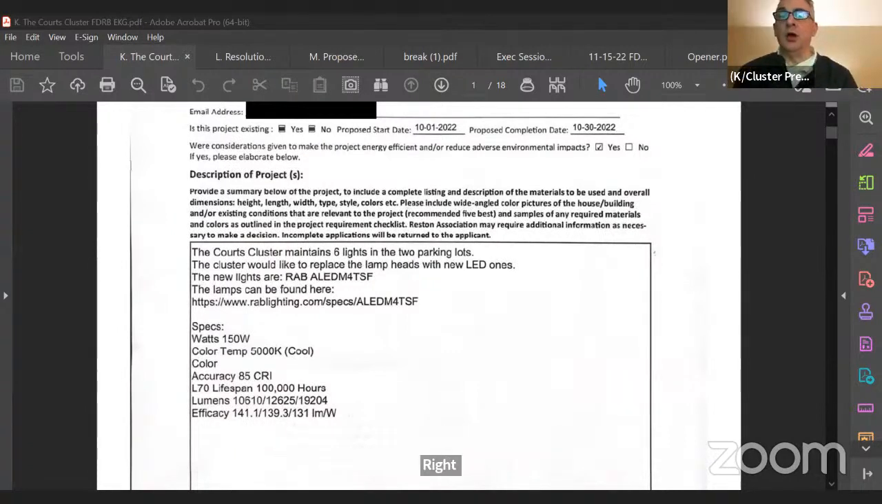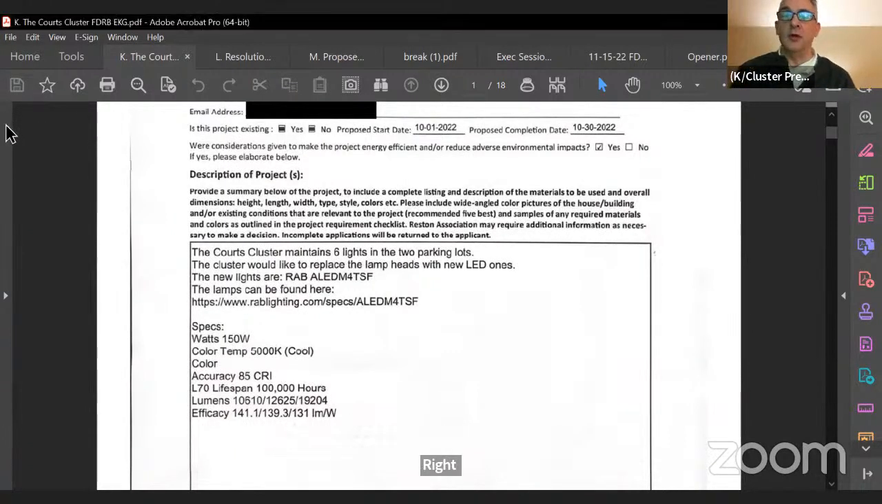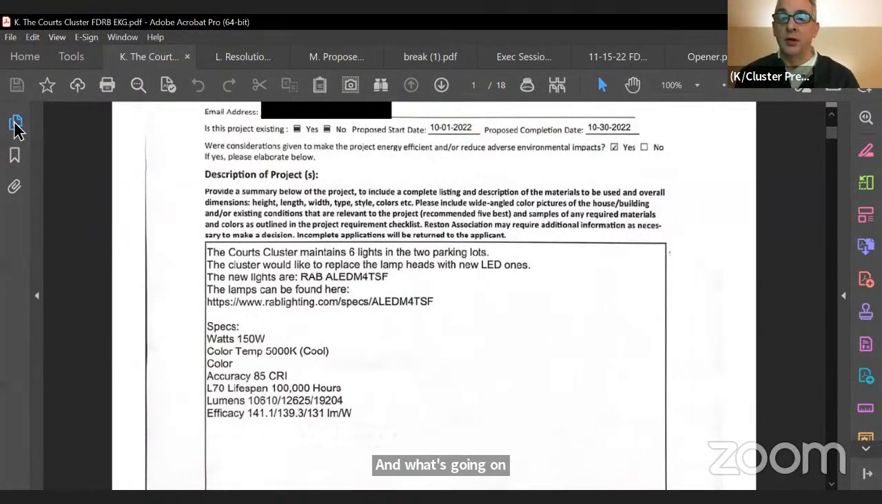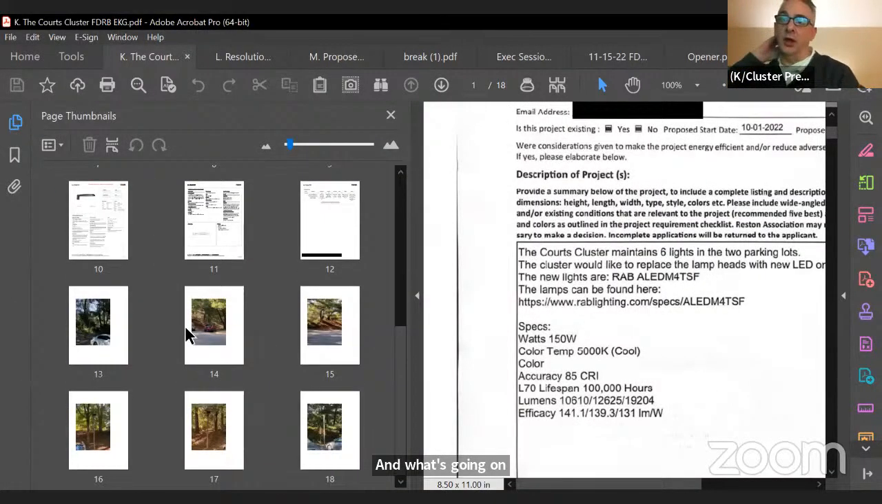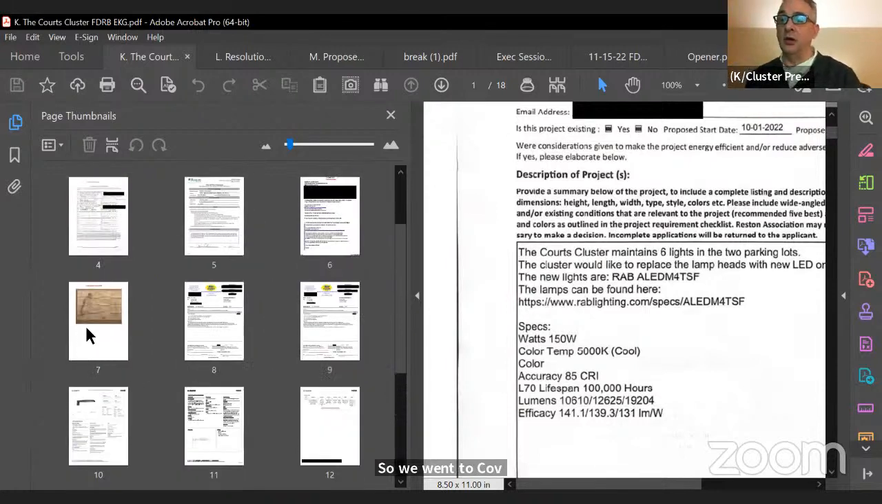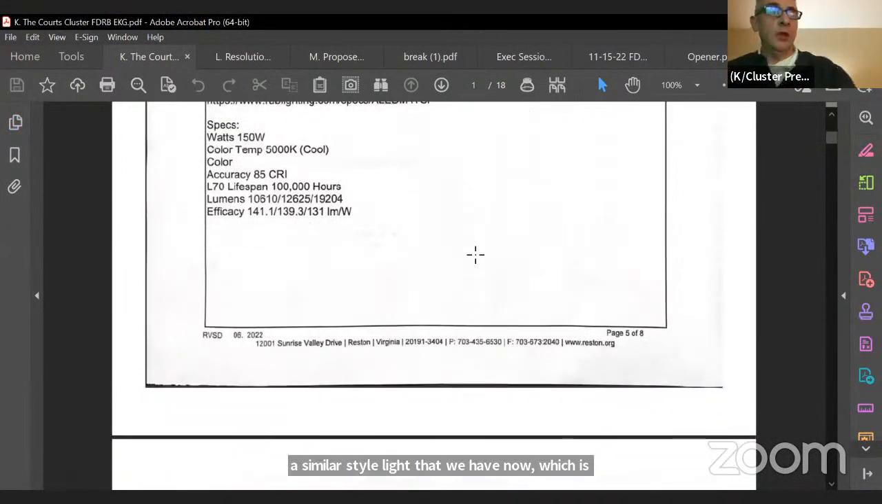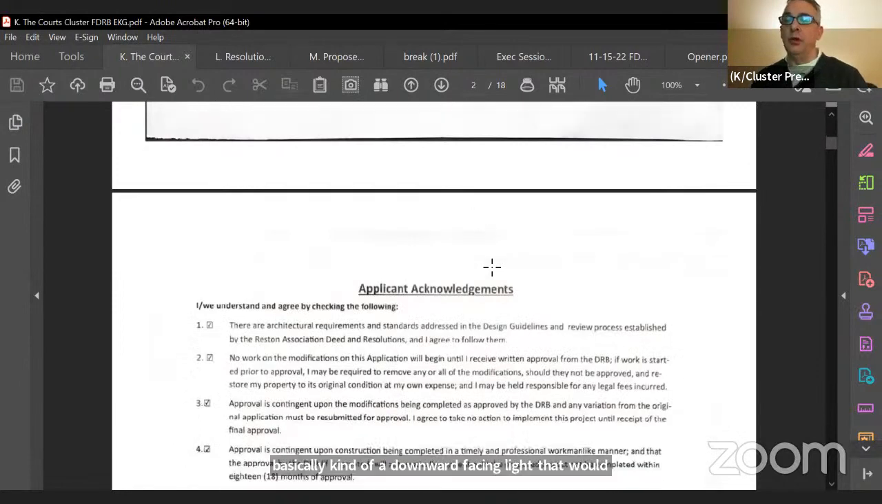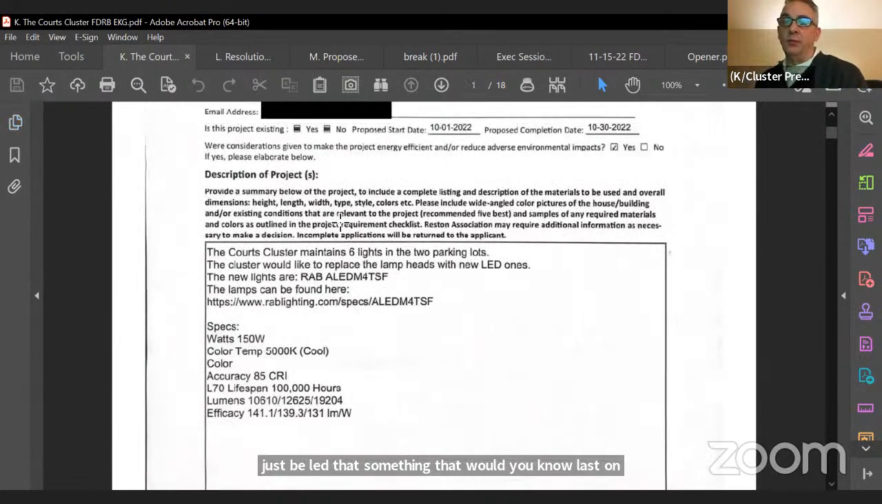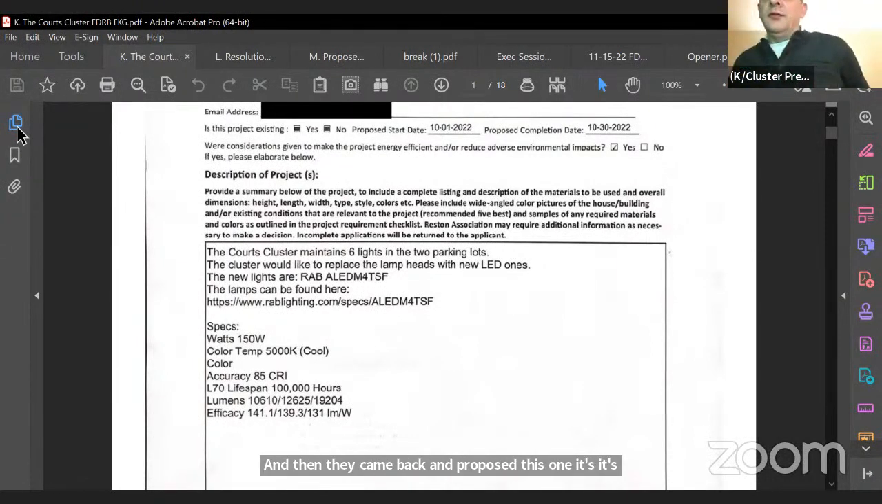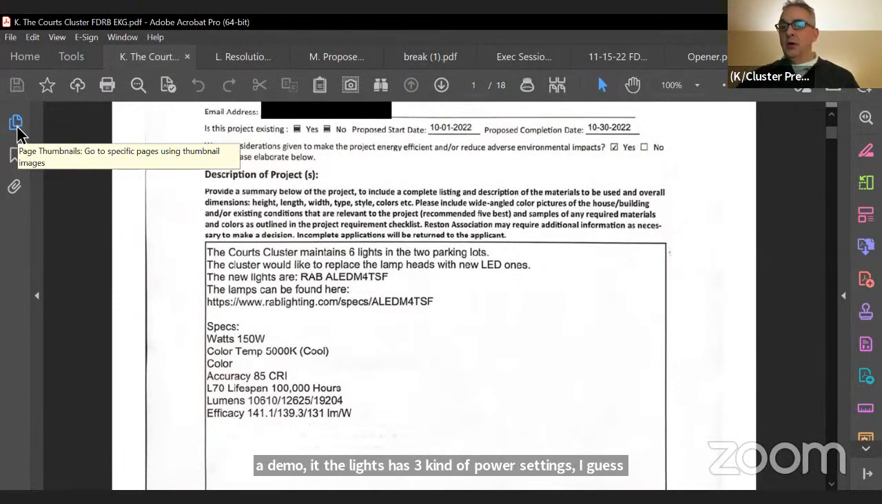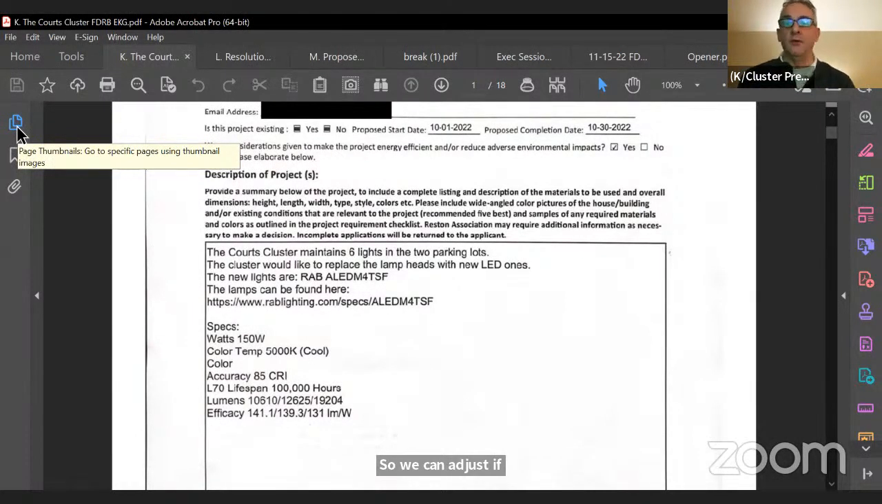Yeah, so we have 2 parking lots. We have 6 lights total in the parking lots, and they've started to break. So we went to Kolb Electric and asked them for a similar style light that we have now, which is a downward facing light, that would just be LED. That's something that would last a lot longer. They proposed something else, and then we said no, and then they came back and proposed this one. It's dimmable. The light has 3 power settings, so we can adjust if it's too high or if it's too low.